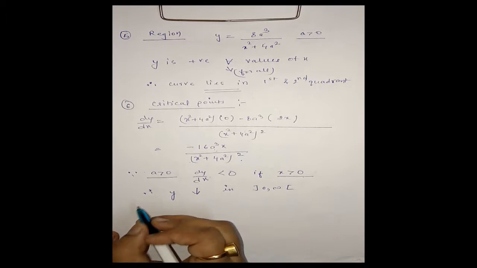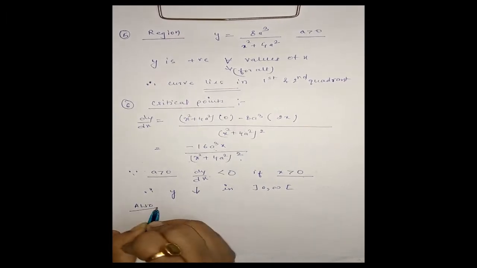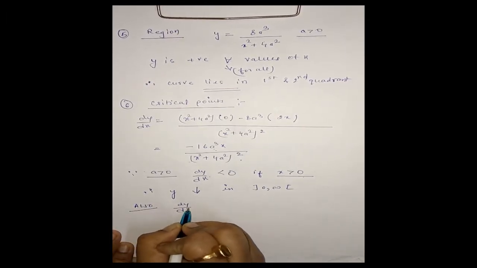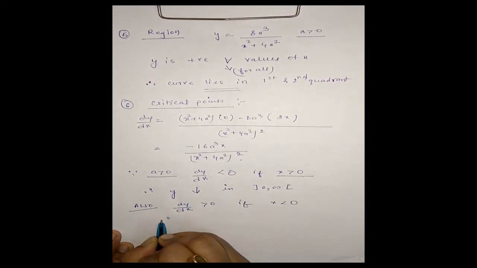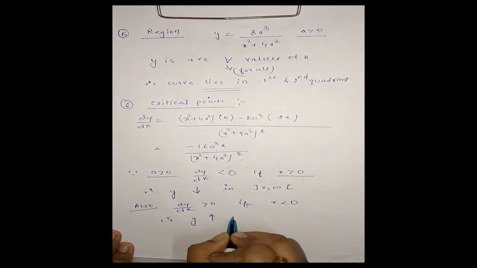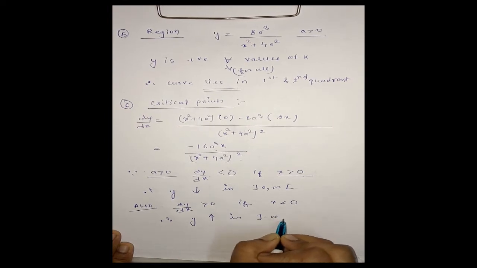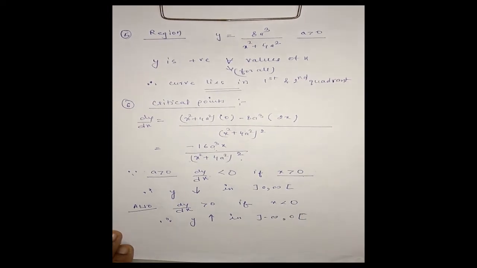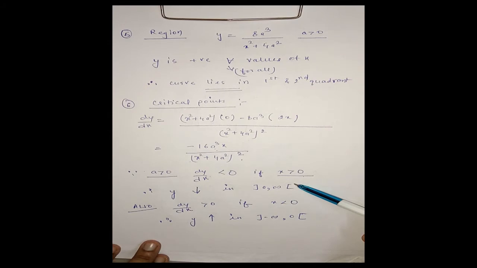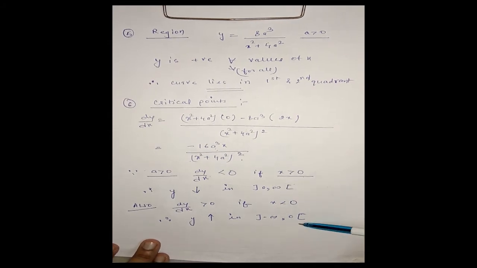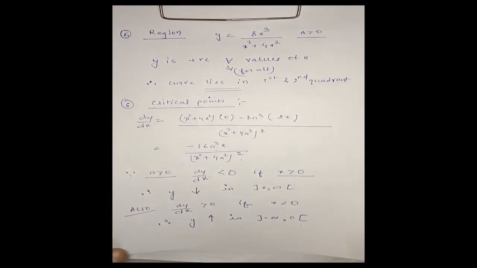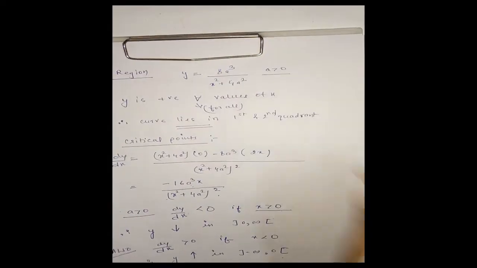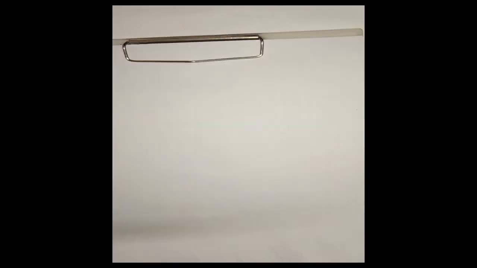Also, dy/dx is greater than 0 if x is less than 0. Therefore, y is increasing in the interval (minus infinity, 0). Here it is decreasing and here it is increasing. Now we have to find the maximum or the minimum value of y. For this we have to find d2y/dx square.